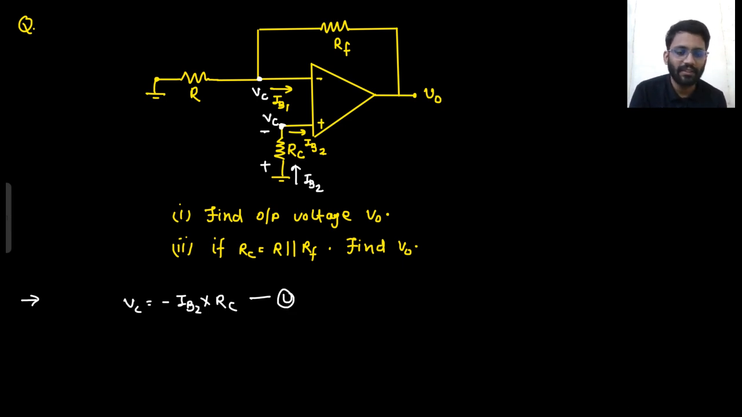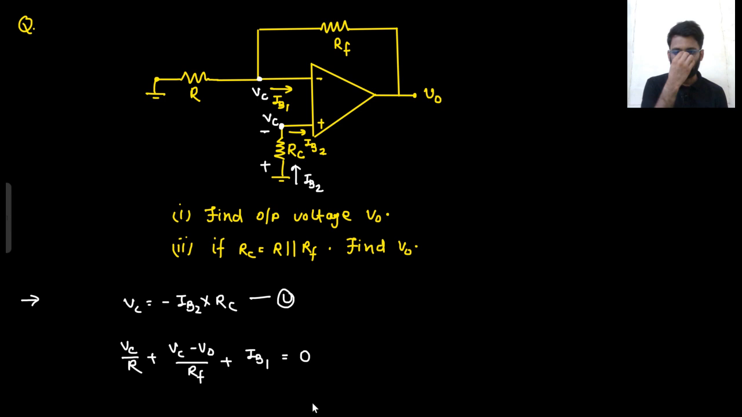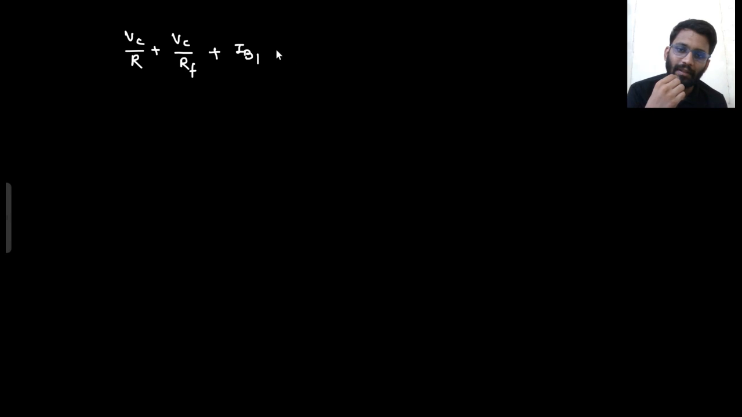Okay. So now this VC is copied here. So what will be your output voltage? Output voltage will be VC by R plus VC minus V naught by RF. VC by R output current, VC minus V naught by RF output current, plus IB1 is equal to 0, right? So what I can write: VC by R plus VC by RF plus IB1 is equal to V naught by RF, right?